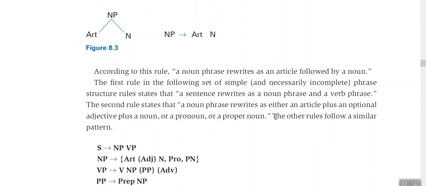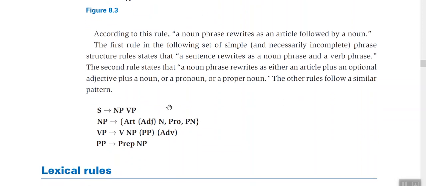Of course, in a sentence we have a noun phrase and a verb phrase. This is something absolute. The second rule says that a noun phrase rewrites as either an article plus an optional adjective plus a noun, or a pronoun, or a proper noun. We talked about noun phrase. What does noun phrase consist of? What does verb phrase consist of? So here are just rules.